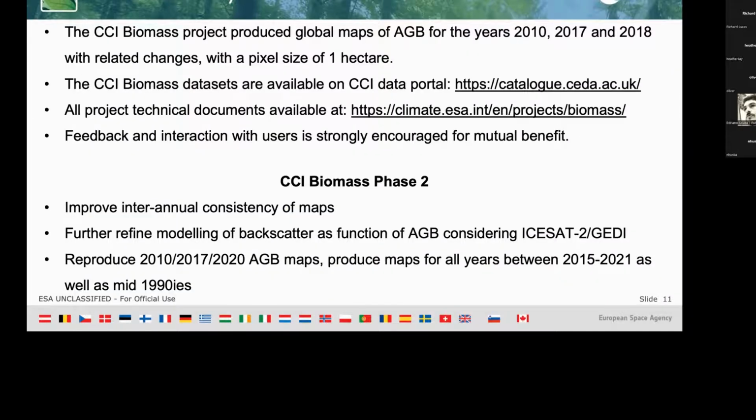So in the next 3 years, we will continue to improve the interannual consistency of the maps and also adjust them locally to improve the statistics. And each year we will also add additional years. So far we have 2010, 17, and 18 actually. And in the next years we will produce a complete series of maps for the timeframe 2015 to 22, and also for 2007, and maybe also going back to the 1990s.